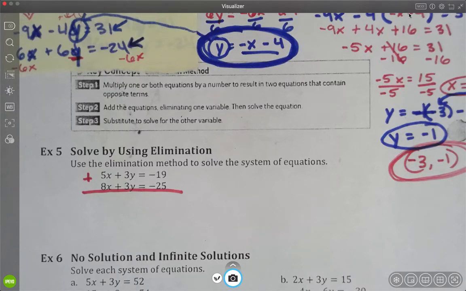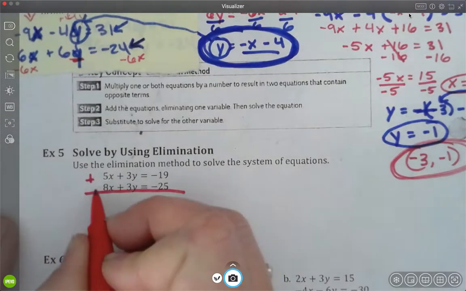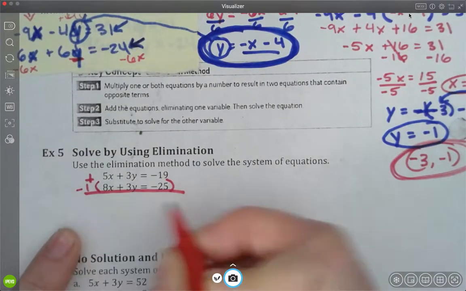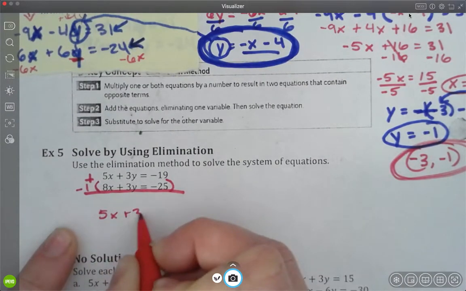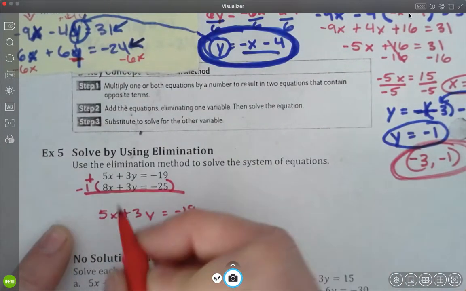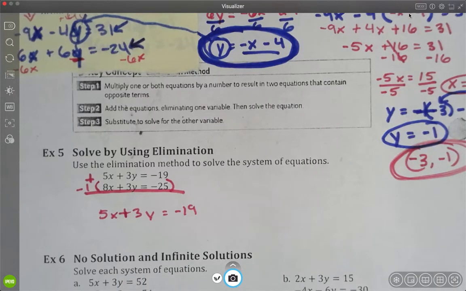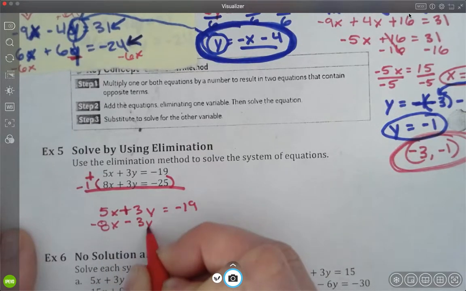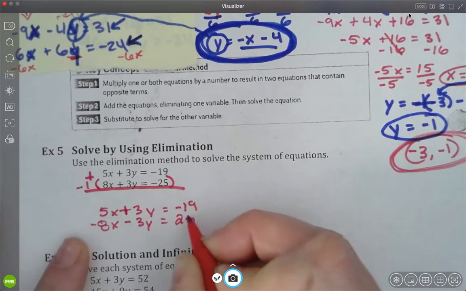I can cancel those 3's, but what do I have to do? Make one of them negative. Which one do you want to make negative? The bottom. The bottom one? Sure. So if we multiply the bottom by a negative 1, the top one's still going to stay 5x plus 3y equals negative 19. I'm just going to rewrite him, he's just coming straight down. But if I multiply that other one through by a negative 1, he will become negative 8x minus 3y equals positive 25. Does that make sense?